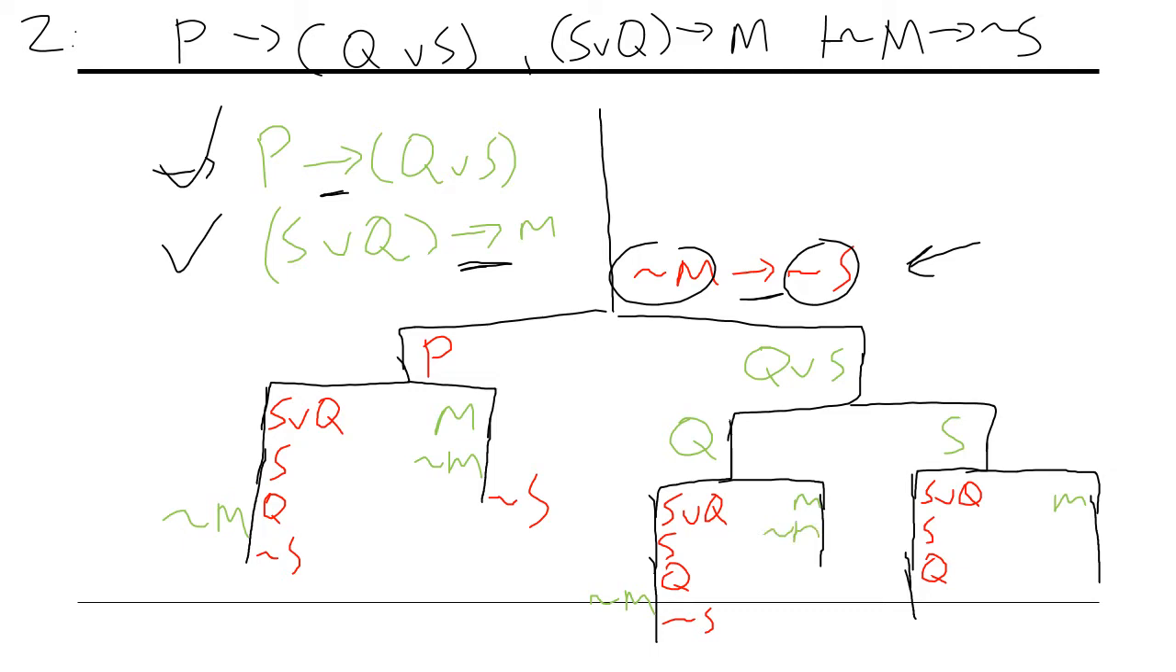Not M, not S. Sorry. Not M, not S. Now we gotta flip those across, so my not M will go here, my not S will go on the other side, and then you just gotta repeat. M will go over here, S will go over here.